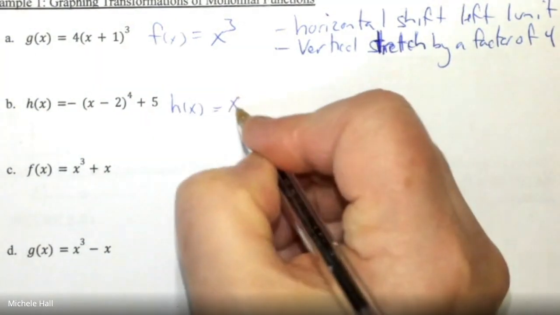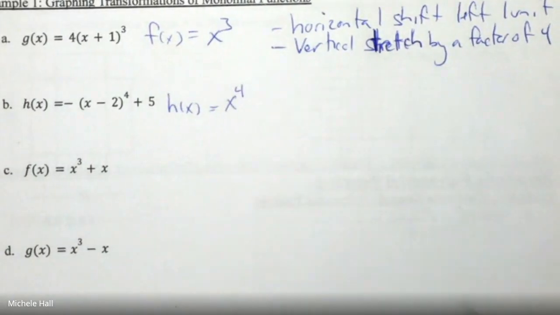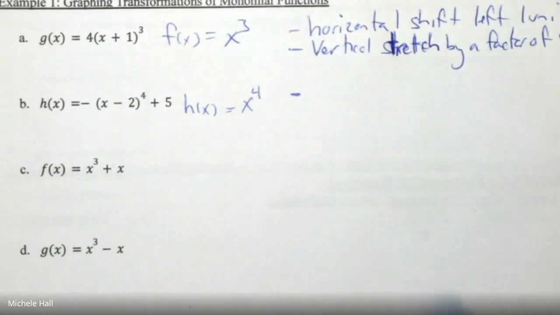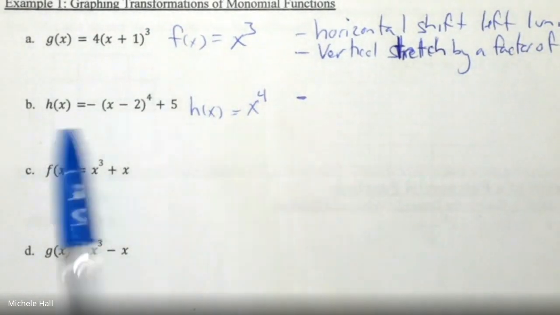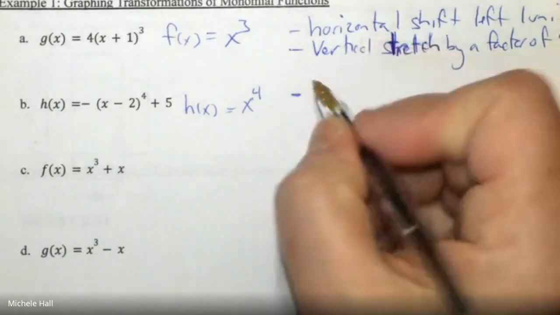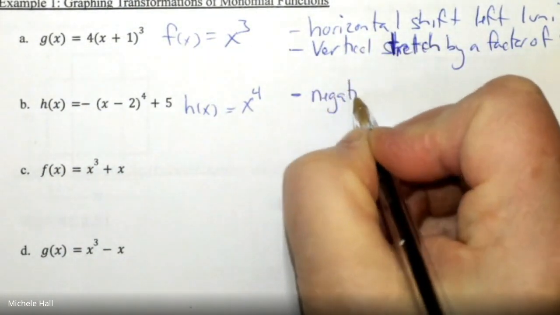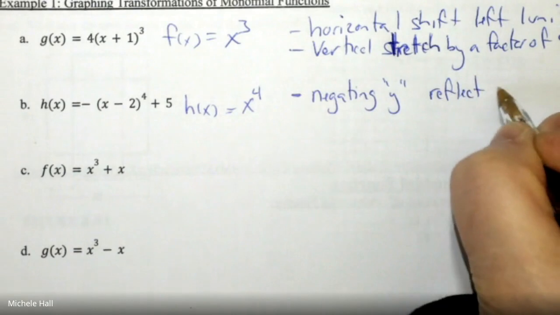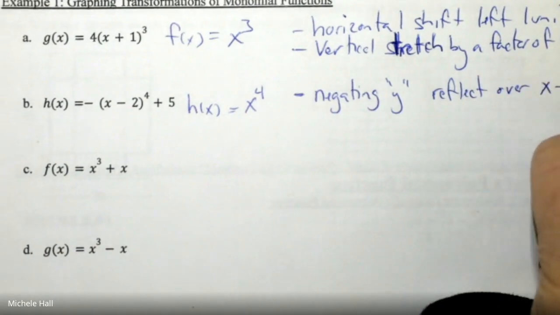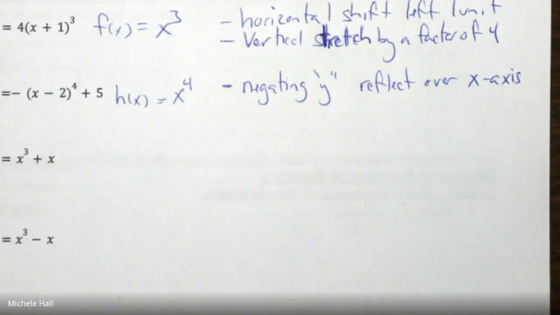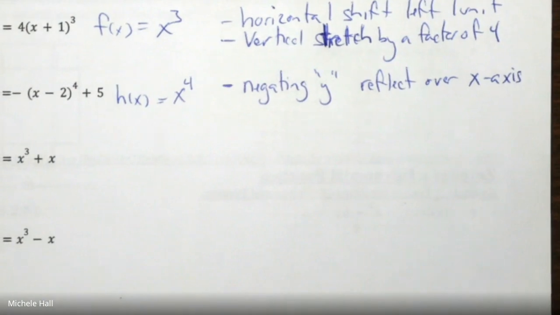X to the 4th. Chance, tell me about one of the transformations happening to the parent function. Very good. If it's negating the y, that means it's reflecting over the x. You don't have to write down negating y, but reflect over x-axis would be the answer. I just like to remind myself that if I'm negating the y, it's over the x. And let's see. Sam, give me another transformation.